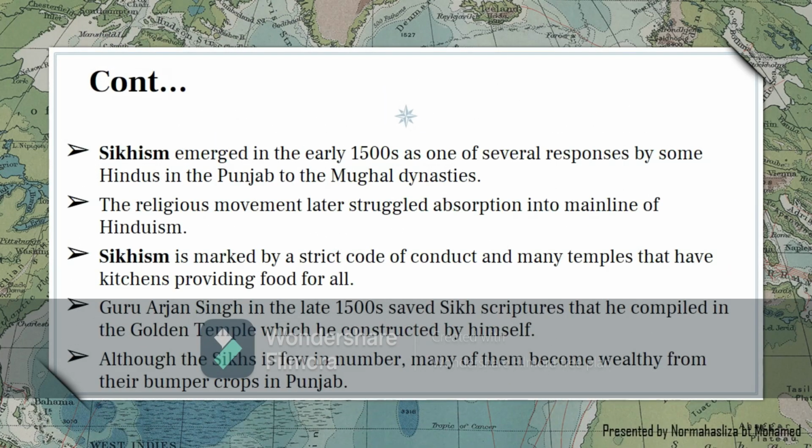Sikhism emerged in the early 1500s as one of several responses by some Hindus in the Punjab to the Mughal dynasty. The religious movement later resisted absorption into mainline Hinduism. Sikhism is marked by a strict code of conduct and many temples that have kitchens providing food for all. The Golden Temple at Amritsar is the holiest temple. Constructed by Guru Arjan Singh in the late 1500s, it contained the Sikh scriptures that he compiled. Although few in number, many Sikhs became wealthy from their crops in Punjab and lobbied for a separate state or even an independent country.